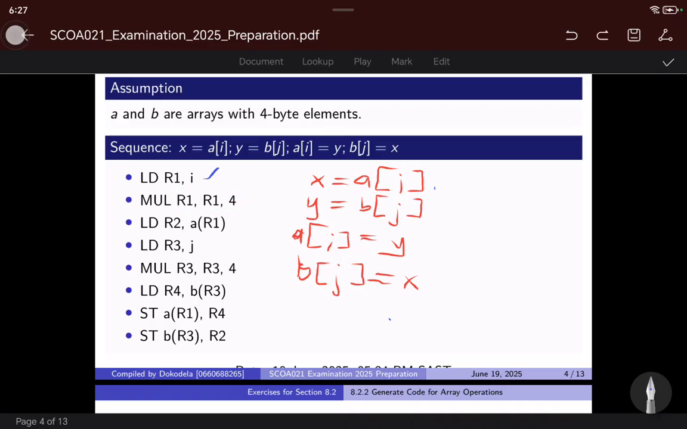So here what we're going to do, we multiply this register, it's I. I'm multiplying I with 4 bytes so that I can have this. I multiply I with 4 bytes. You remember I is now stored in R1.